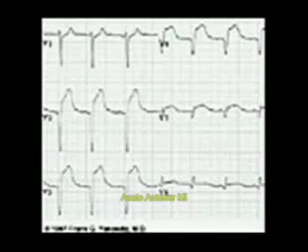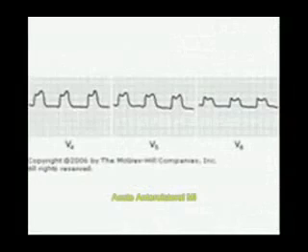And if you see the ST elevation in lateral leads, like as you can see here in V4, V5, V6, it is acute anterolateral infarction. So in acute anterolateral infarction, you will see ST segment elevation in lateral leads like V4, V5, V6.